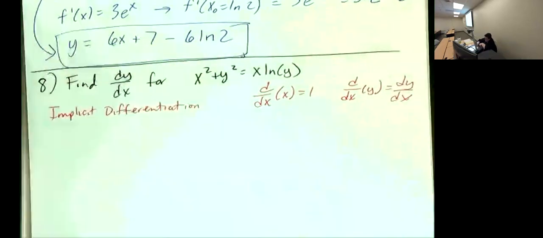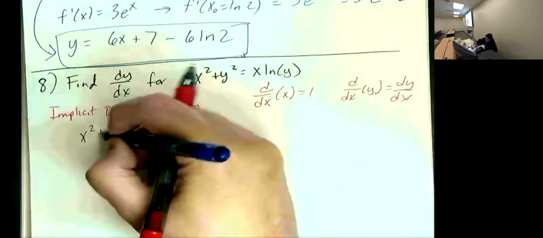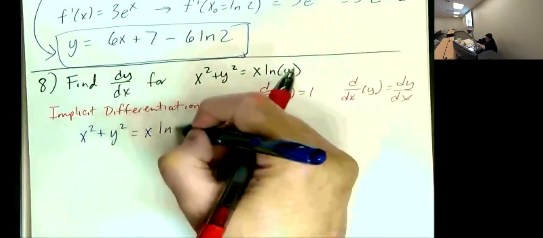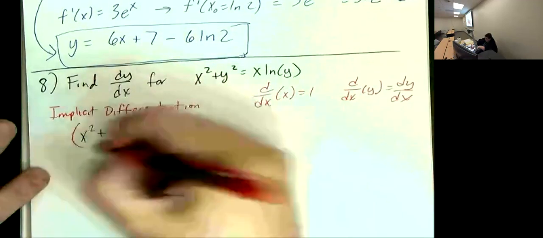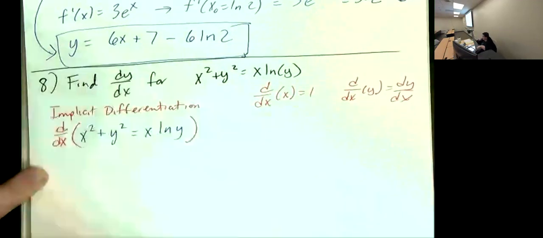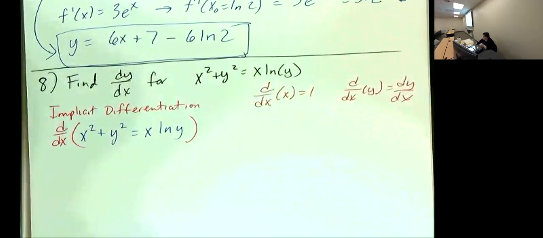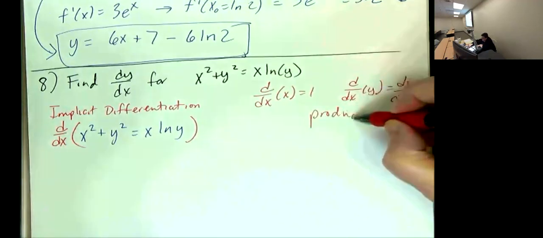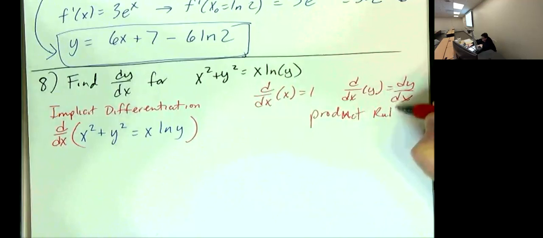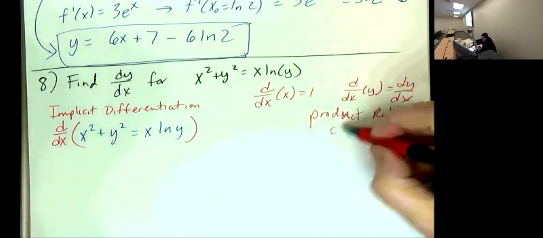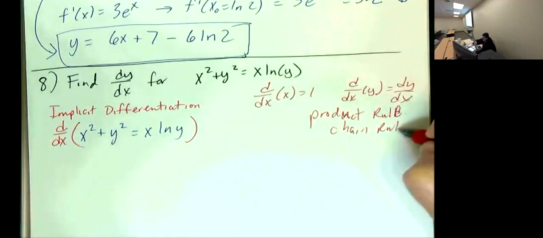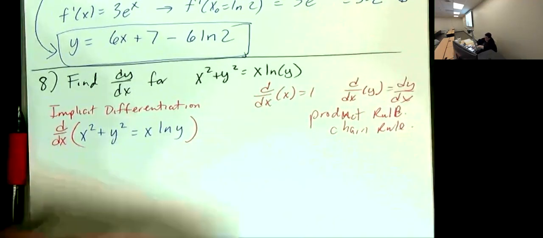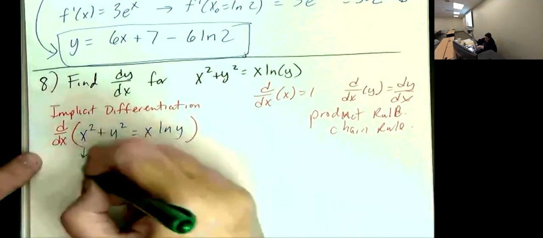What we do is we take d/dx of both sides. d/dx, that whole thing. So there's going to be some product rule action going on in here too. And it's a chain rule. The y squared forces a chain rule. The derivative of x squared is just 2x.